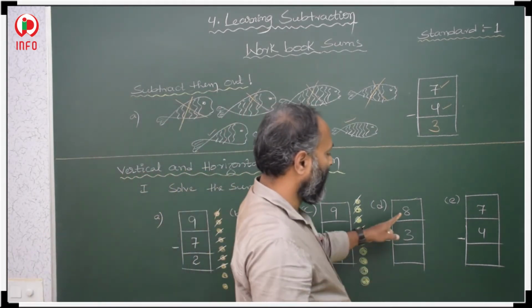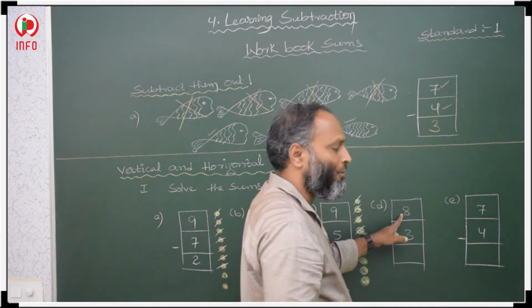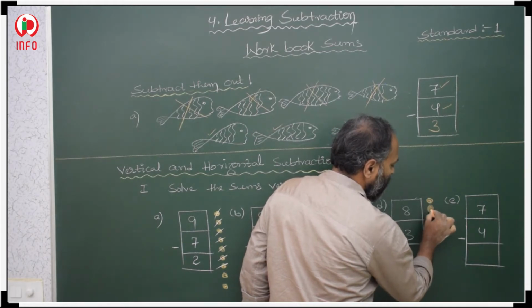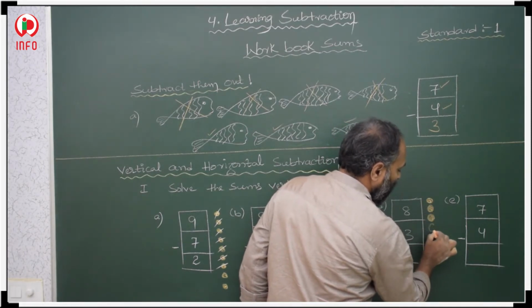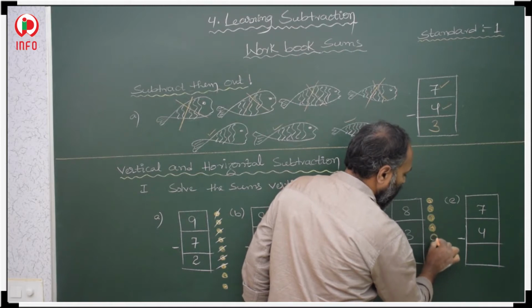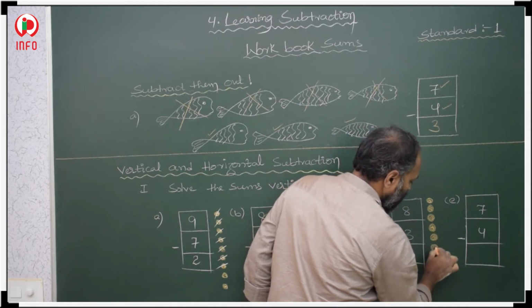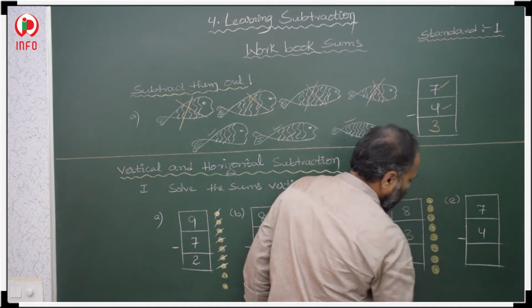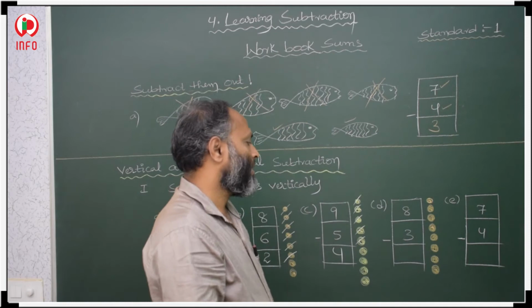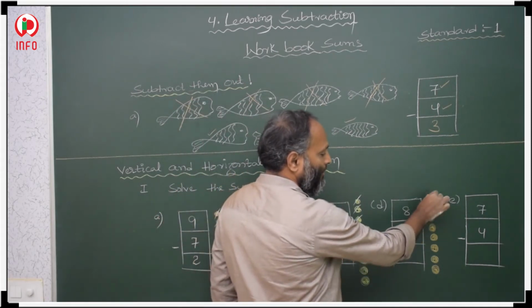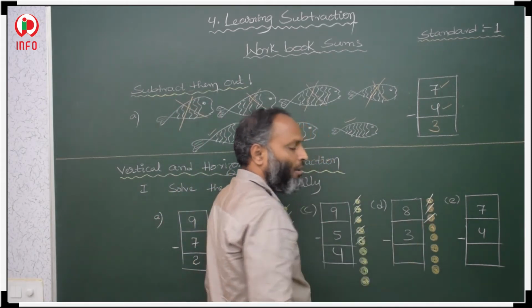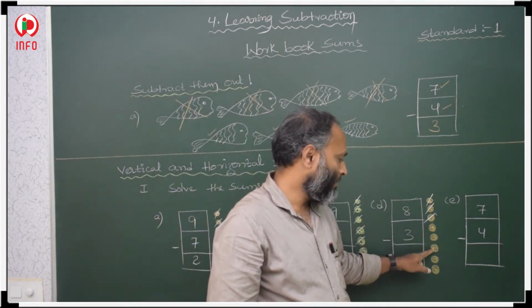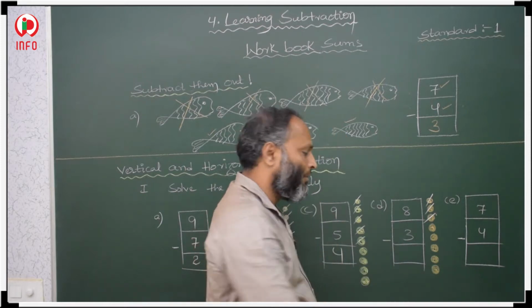Next, 8. In total, how many dots do we have? 8 dots. 1, 2, 3, 4, 5, 6, 7, 8. From these 8 dots, we have to eliminate 3 dots. 1, 2, 3. If we eliminate 3, then how many are left? 1, 2, 3, 4, 5. 5 left.